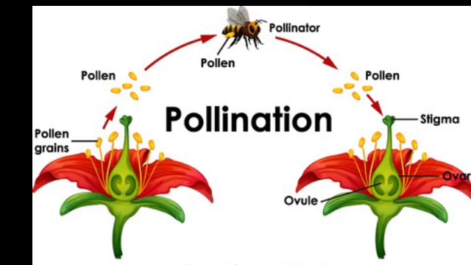Fruits and seed formation. After fertilization, the ovary grows into a fruit and other parts of the flower fall off. The fruit is the ripened ovary. The seeds develop from the ovules. The seed contains an embryo enclosed in a protective seed coat. Some fruits are fleshy and juicy, such as mango and orange. Some fruits are hard, like almonds and walnuts.